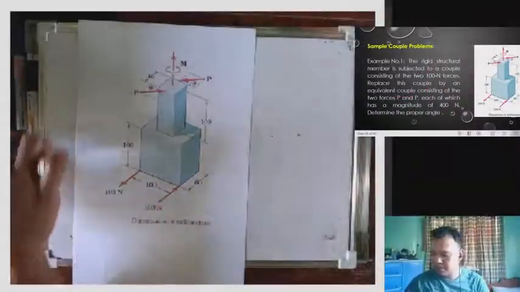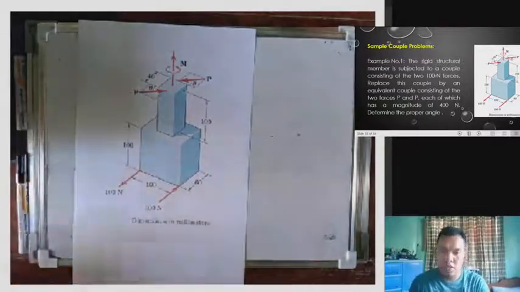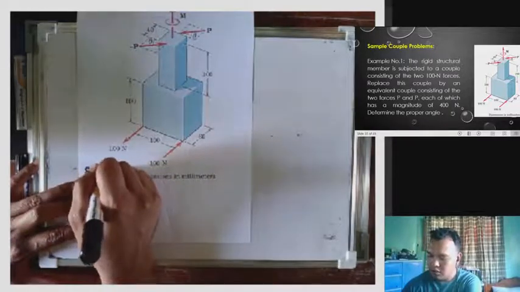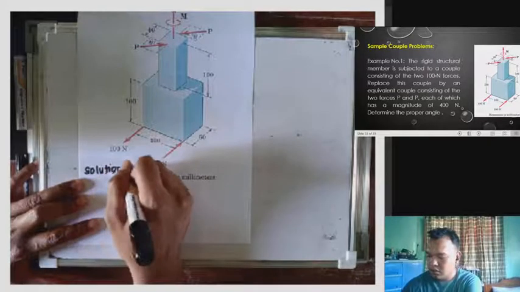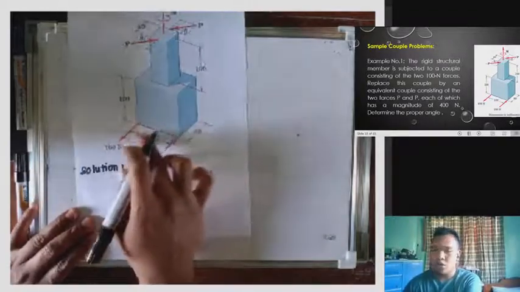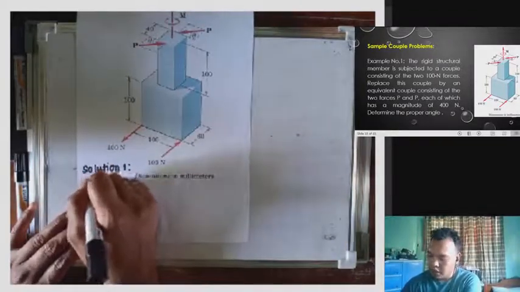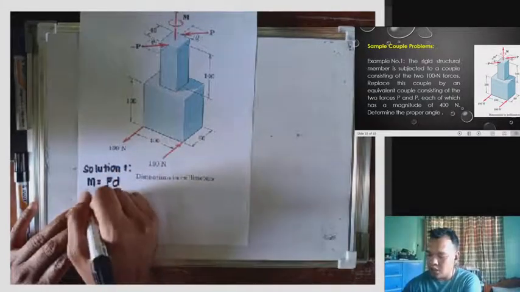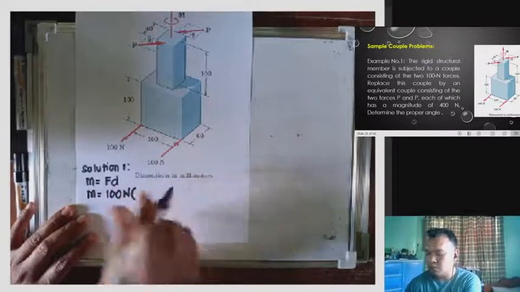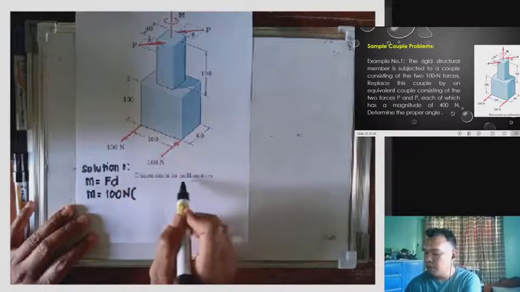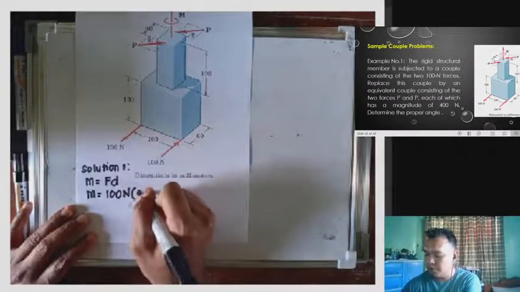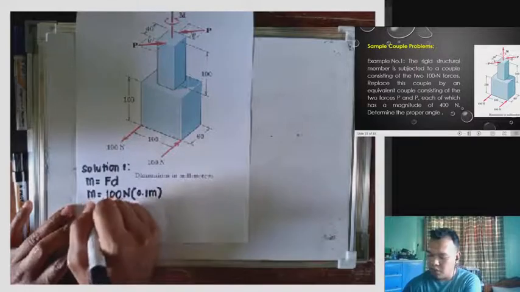Solve po natin. We have here 100 newton. So solution number 1. We have here 100 newton and 100 newton. So kapag kukunin ko yung couple na to or yung moment na to, so we can say that moment is equivalent kay force times D. So moment is equivalent kay yung force, which is 100 newton times yung D is yung perpendicular distance nila. So since 100 naka millimeters yan, i-convert na lang natin into meter. So yung 100 millimeters is equivalent kay 0.1 meter.